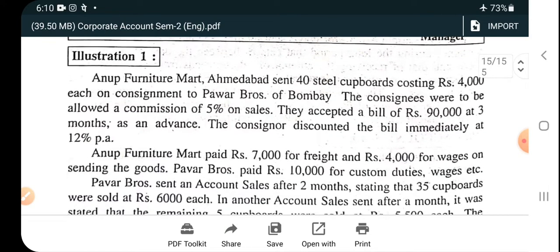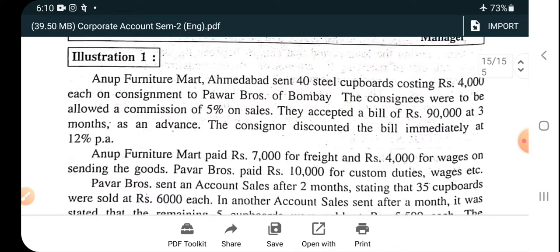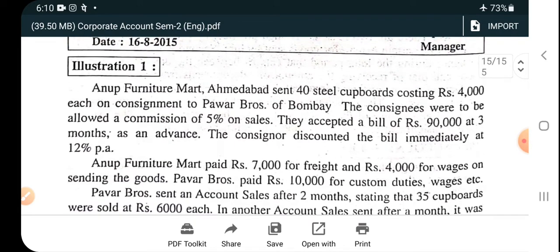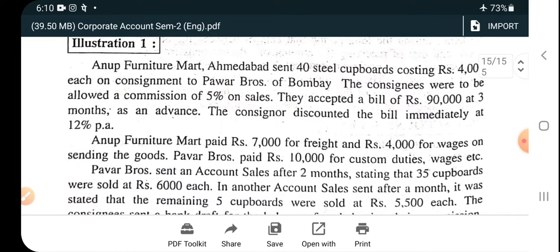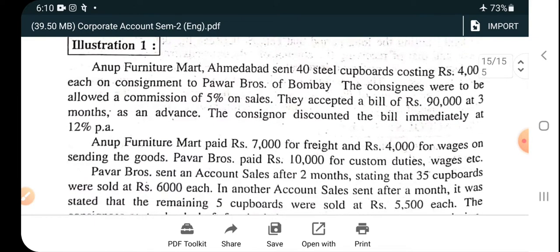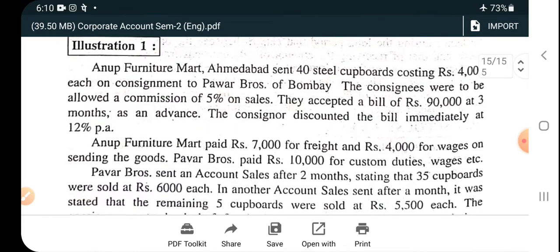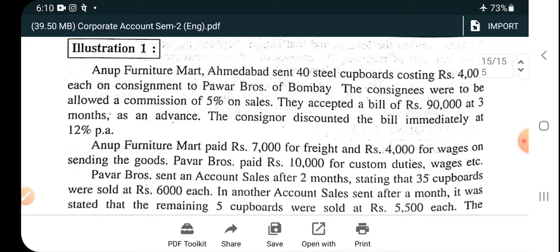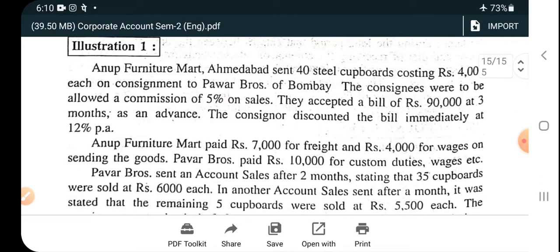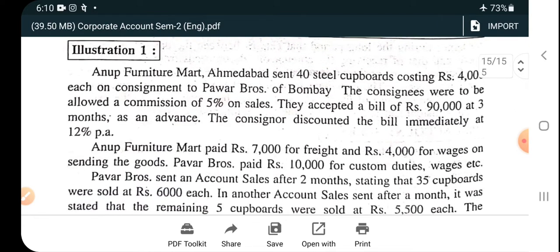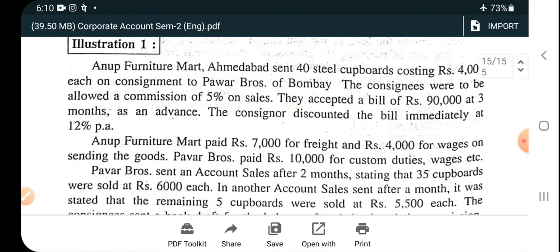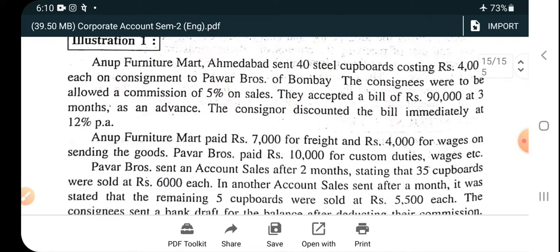The consignee was allowed 5% commission on the total sale. After making the sale, we will find out the amount of commission paid by the consignor to the consignee. The consignor drew a bill on the consignee of rupees 90,000, which we will post on the right hand side of the consignee's account and the left hand side of the consignor's account.